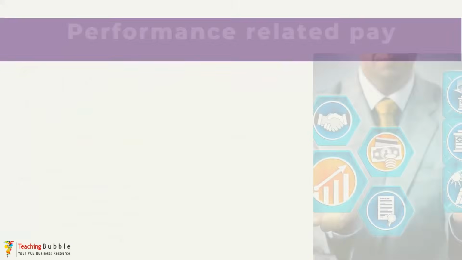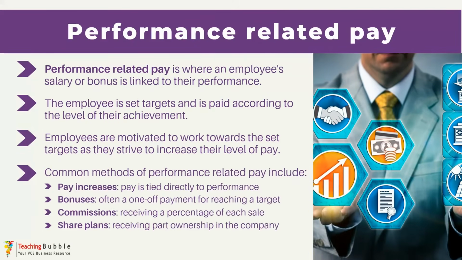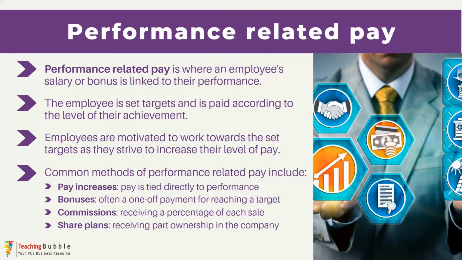So, our first strategy is performance related pay, which is where an employee's pay, or at least some part of their pay, for example, a bonus, is linked to the level of their performance. So, the employee will normally have some form of target that they need to achieve in order to increase the level at which they're paid. And this can improve the motivation of the employees as they're driven to work hard towards that set target in pursuit of receiving a higher level of pay.